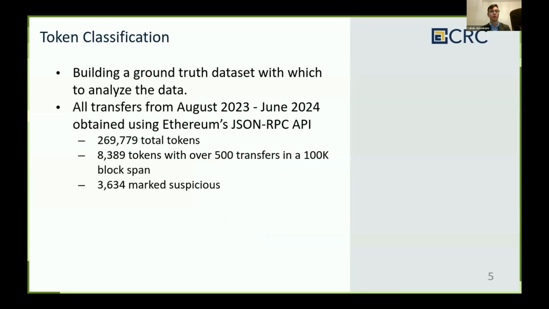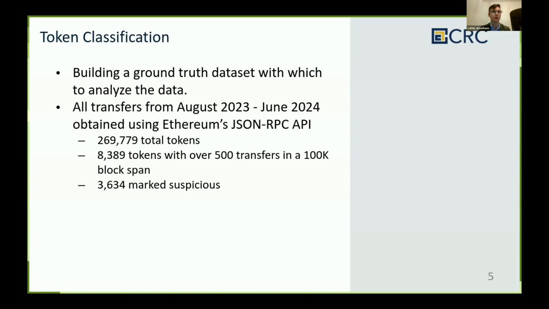In terms of our data set, we scraped all transfers between blocks 18 million and 20 million, which is roughly August to June, using the getLogs endpoint of the JSON RPC API that Ethereum requires nodes to implement. We took all of the logs and then filtered them, keeping only the ones that have an event that matches the event signature for transfer. This left us with a huge number, 269,000 total tokens that were exchanged in millions of different transfer events.